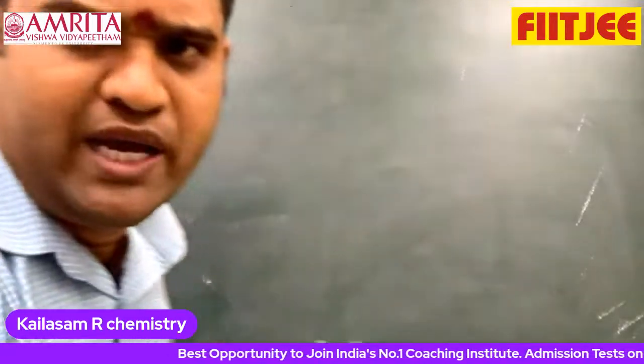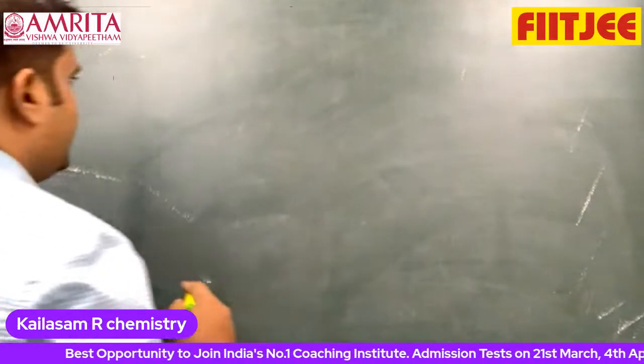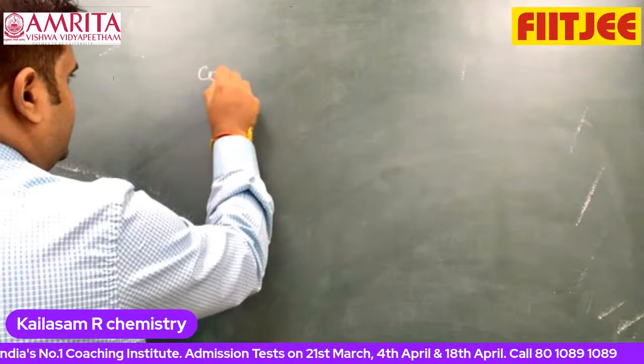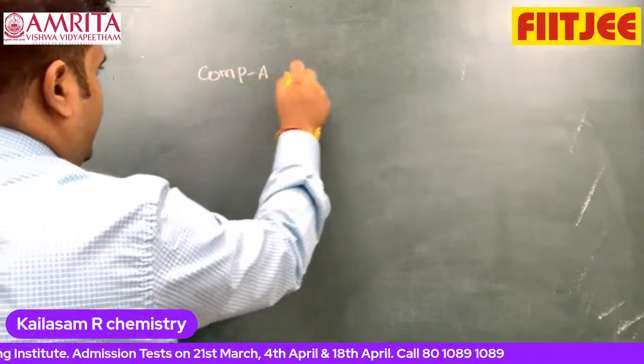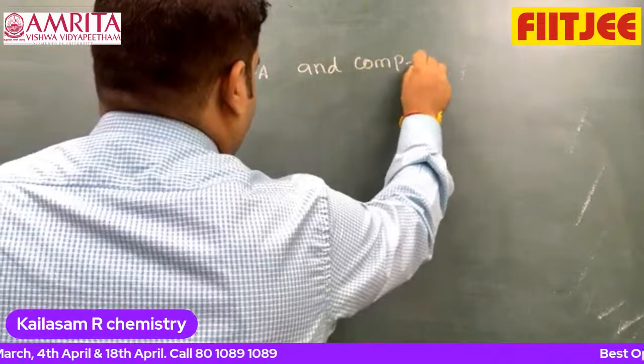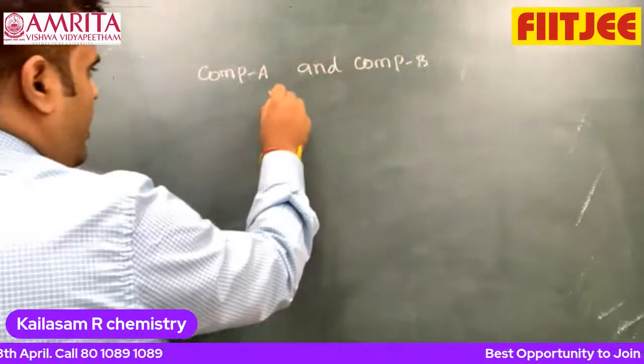Look at here. Now I can take it like this. So let us take this component A and this component B. That means both A and B are volatile in nature.